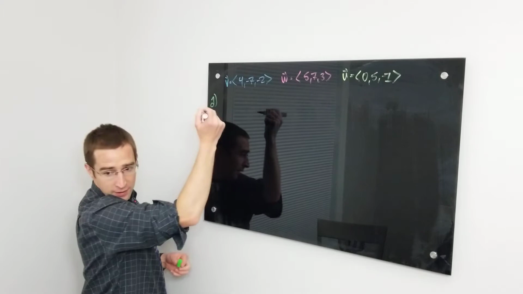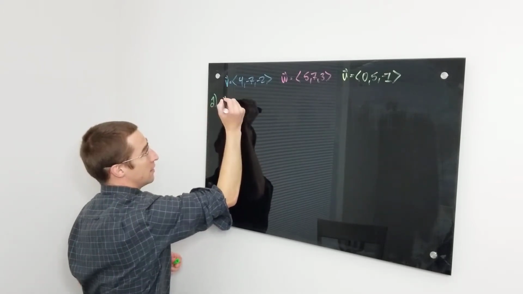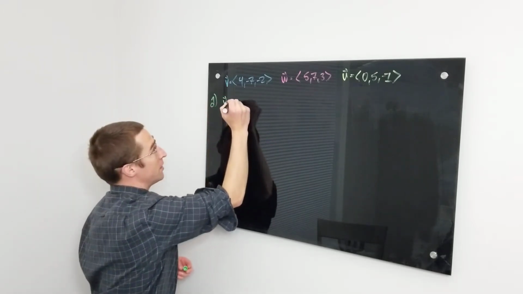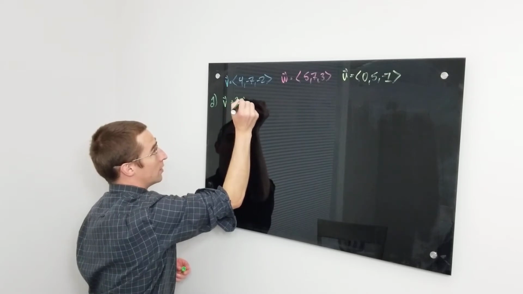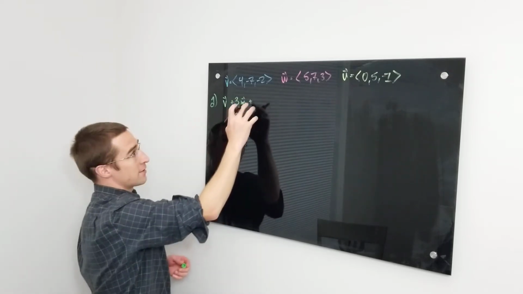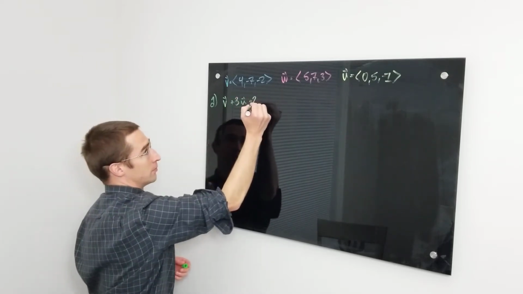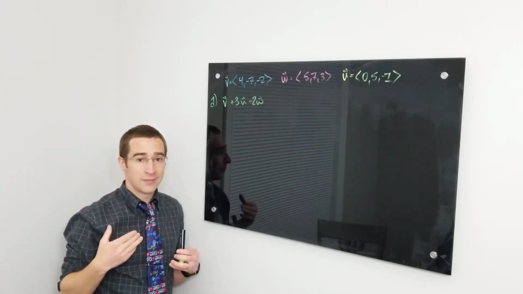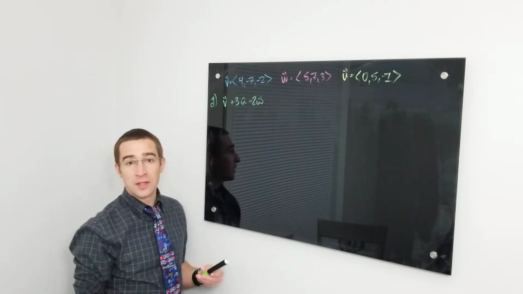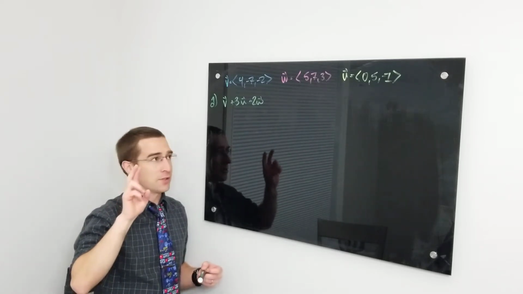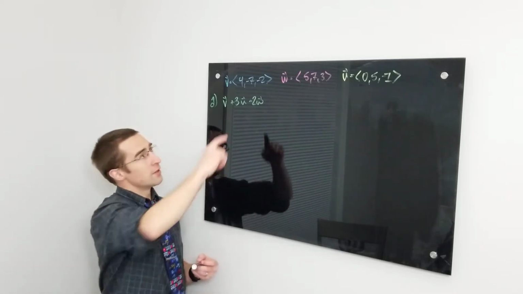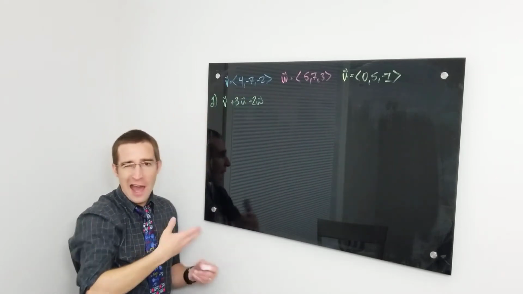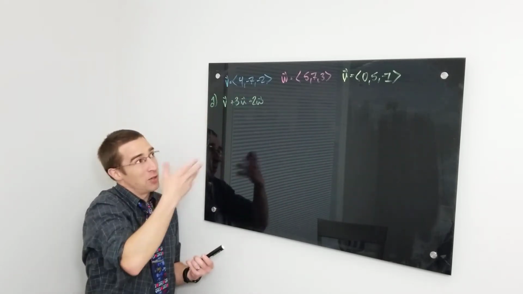Let's find v plus 3u minus 2w. You were able to do these back in chapter 6 when there were just 2 components to each vector. The third one is just adding a third step. You're going to do everything for all 3 numbers.